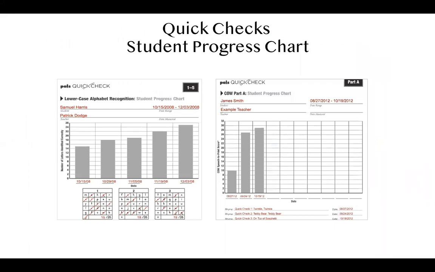All right, so that student progress chart shows you whatever quick check task you gave, gives you the date you gave it, and then shows the bars of how the student did, and even gives you item level information. You can see on the left there with lowercase alphabet rec. And then the second one is just an example of the concept of word quick check and the progress chart that would populate there should you decide to give that one. So those are the progress charts.